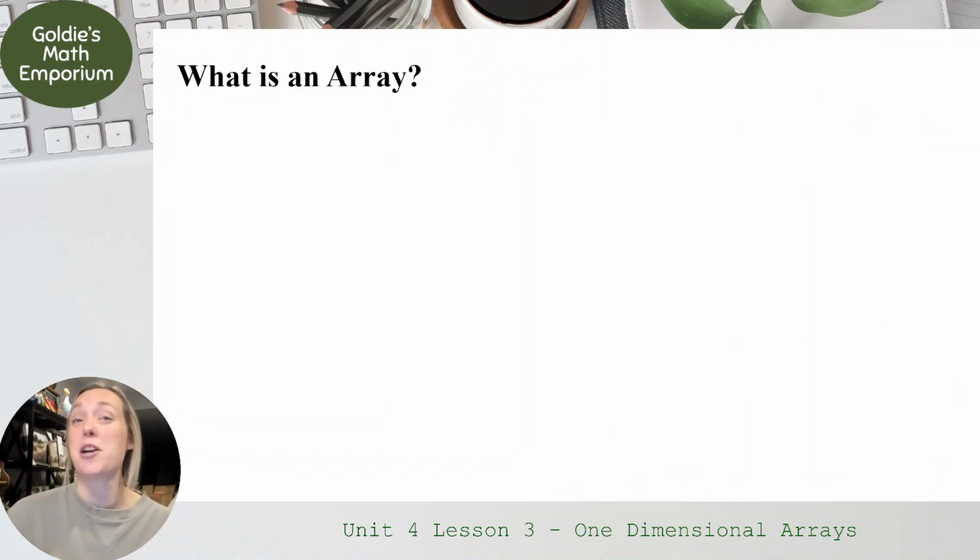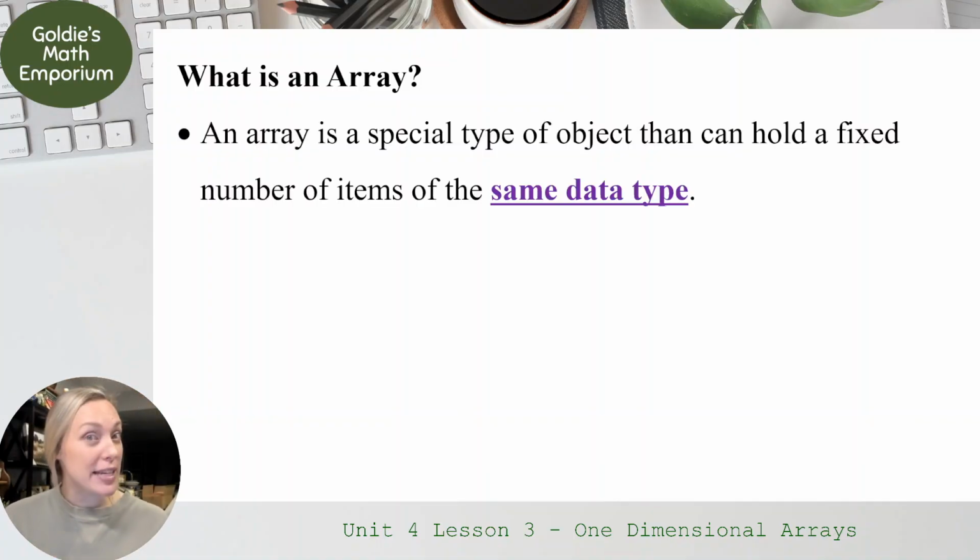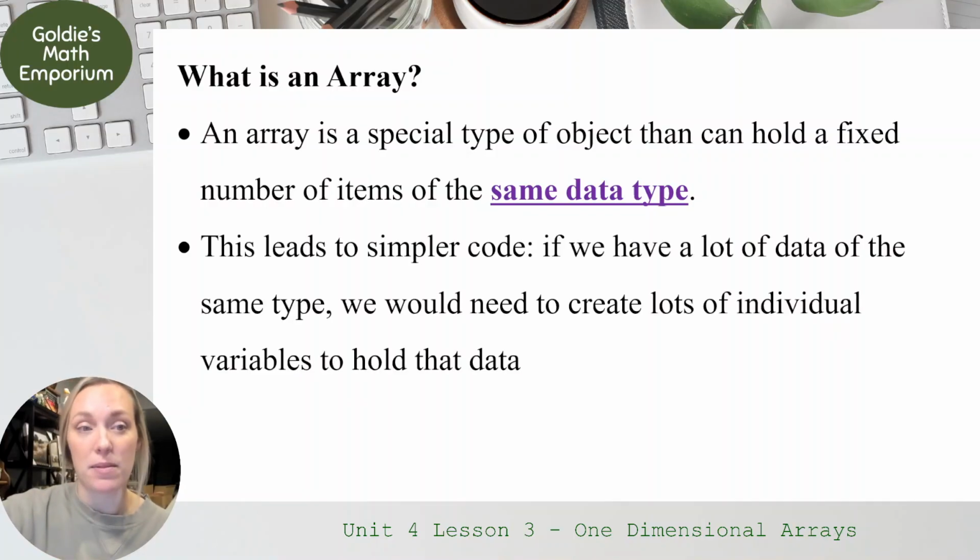So let's dive into first talking about what an array is, because I'm going to pretend like you don't know anything about arrays. Okay, let's talk about what it is and why we might want to start using it in our program. So an array is a special type of object, not the objects that we're used to in object-oriented programming. So I don't want to necessarily equate it with that, but it's just a special type of unit we can use in Java that can hold a fixed number of items of the same data type. Okay. This is going to lead to simpler code as we are getting into larger sets of data.